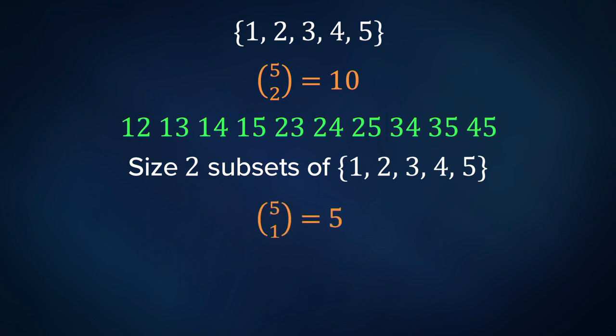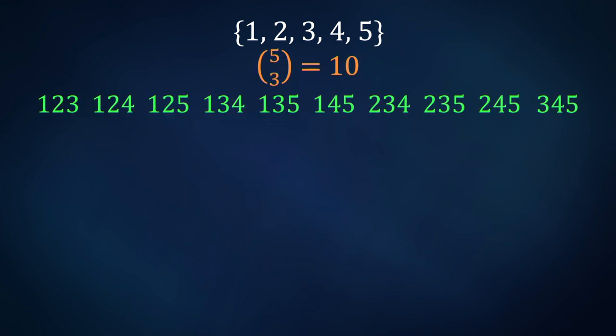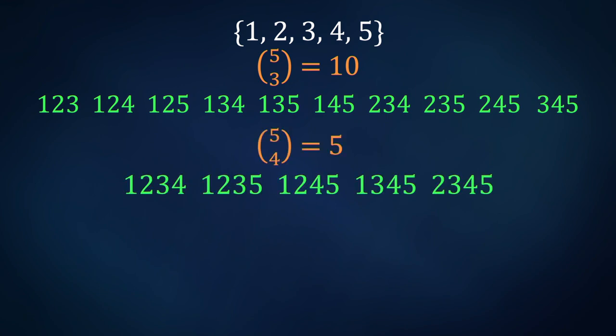Similarly, 5 choose 1, which is 5, counts the ways to pick 1 object out of those 5. Obviously, there are 5 ways to do it. 5 choose 3 is 10, counts the size 3 subsets, and they are shown here. 5 choose 4 is 5, counts the size 4 subsets. And 5 choose 5 is 1, counts the one way to pick all 5 objects, namely 1, 2, 3, 4, 5.